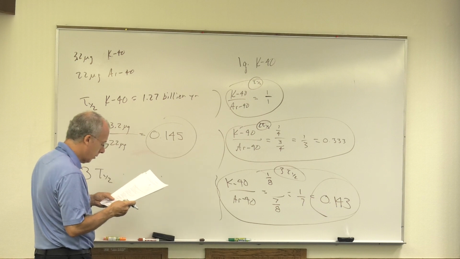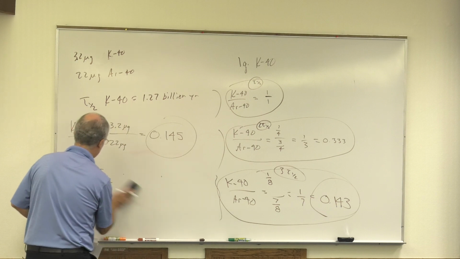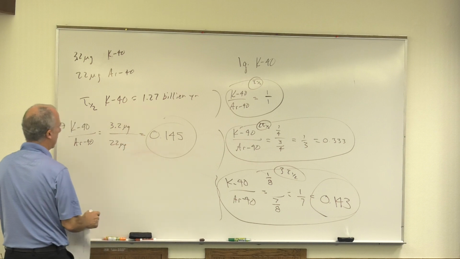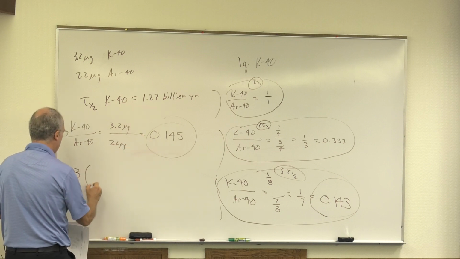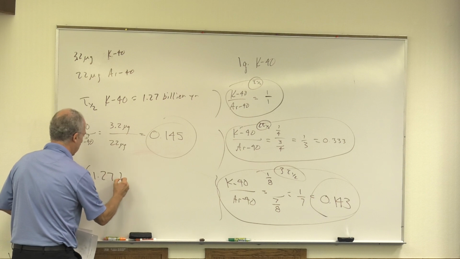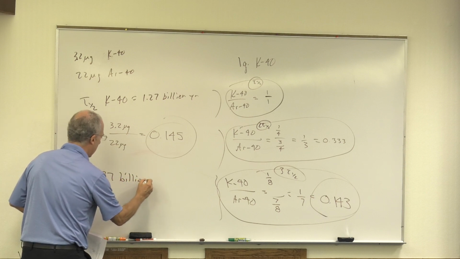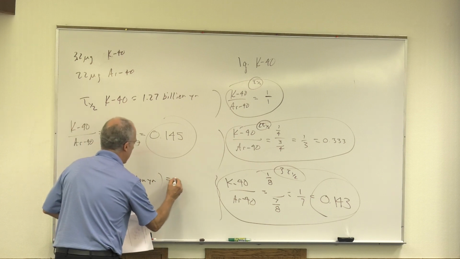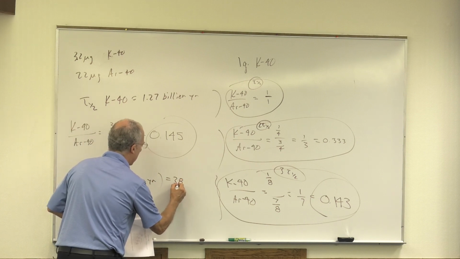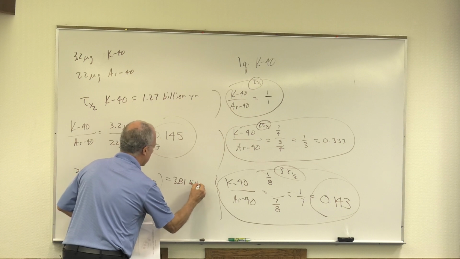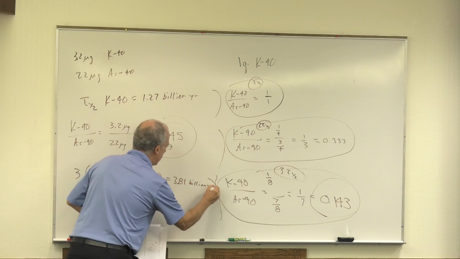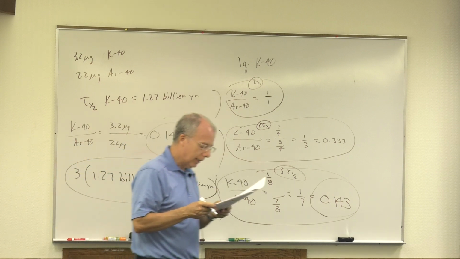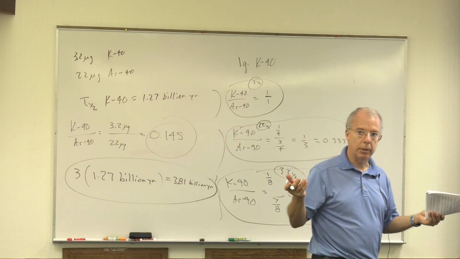Okay? So, awesome. So now we know that the half-life is 1.27 billion years, so we say 3 times 1.27 billion years. And when you do that, you get 3.81 billion years. Okay? So that means that the meteorite is about 3.81 billion years old.